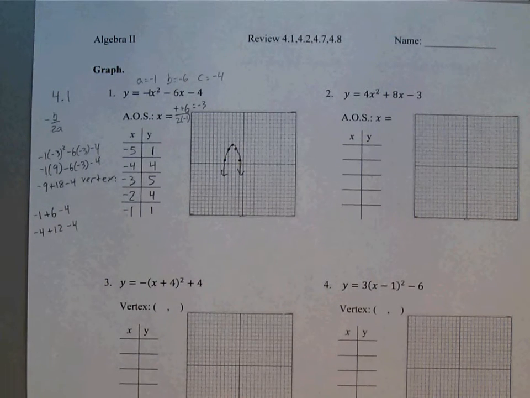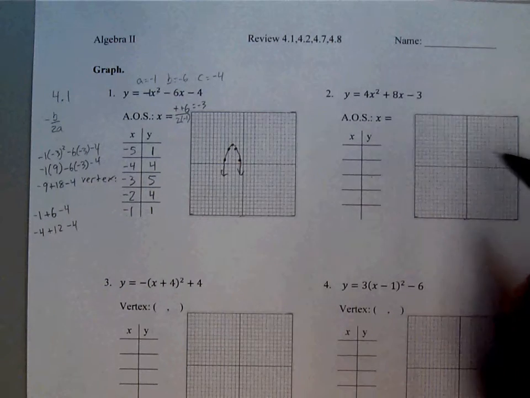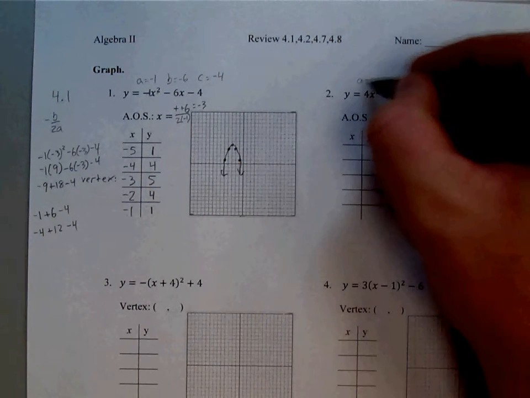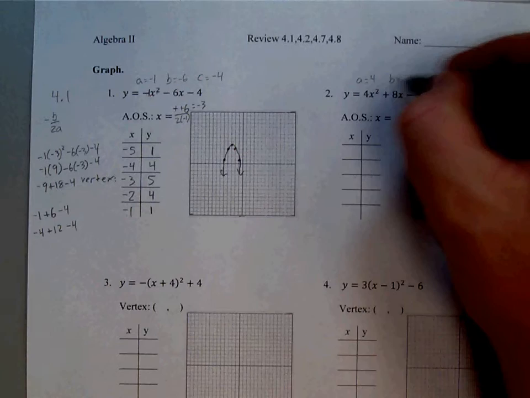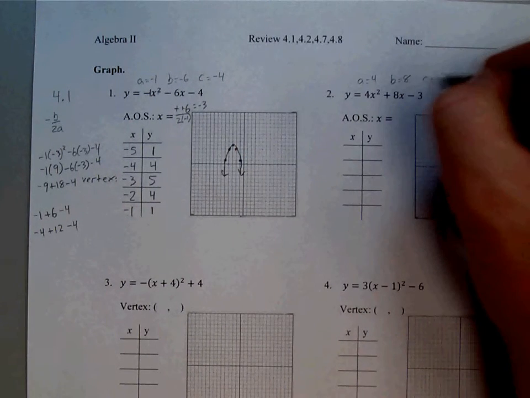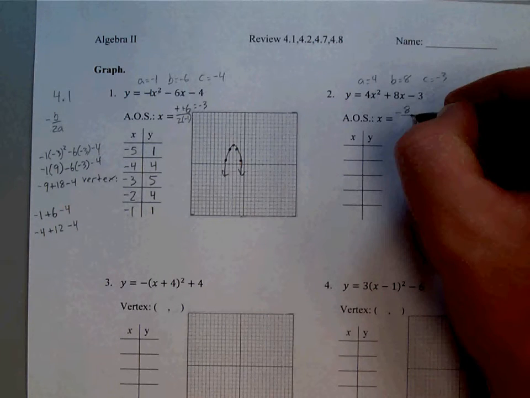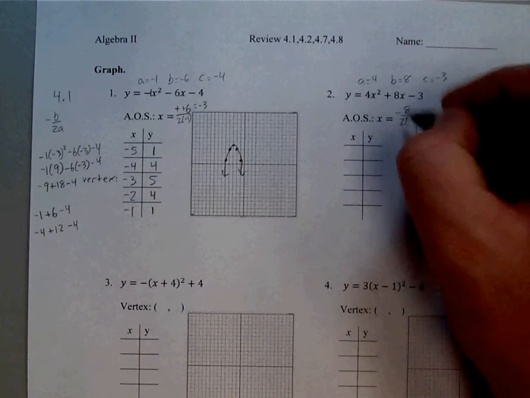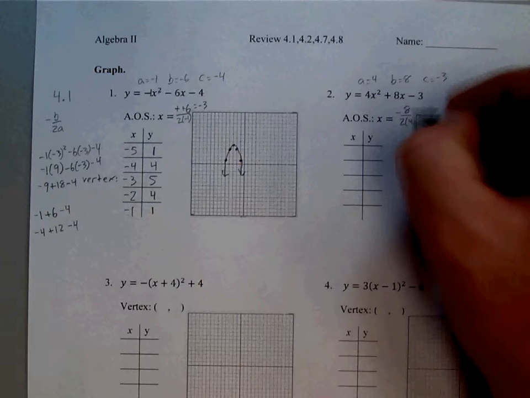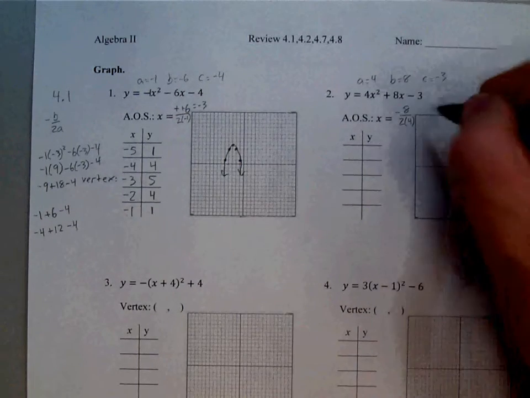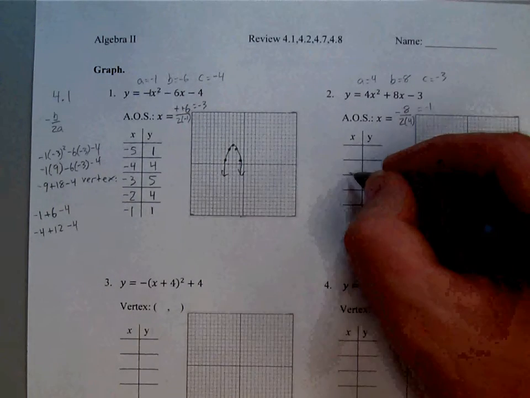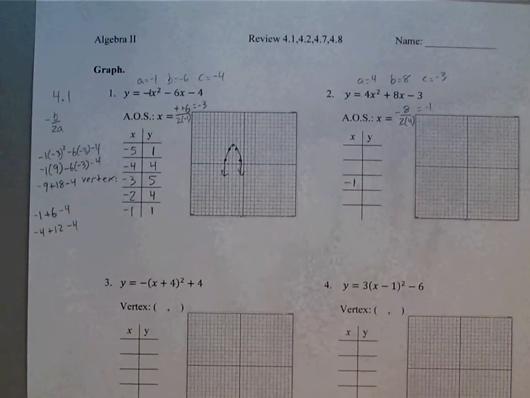Number 2. It's also standard form, so I'm doing the negative b over 2a again. A is 4, b is 8, c is negative 3. So negative b, negative 8, over 2 times a being 4. So I get negative 8 over, and that becomes positive 8. Together that's negative 1. So that negative 1 goes in the middle of my table of values.